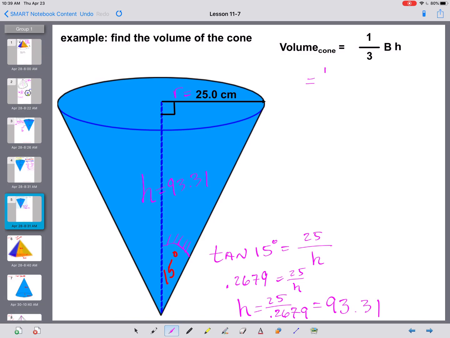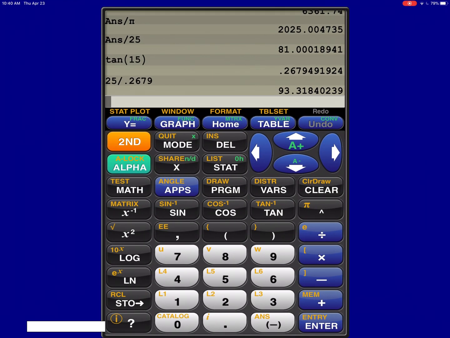Let's do it. 1/3. Base area. Hey, the radius is 25, so base area is a circle. So pi 25 squared times the height. The height right down the middle. We got that now. 93.31. Let's do it all at once, okay? Here we go. Parentheses, 1 divided by 3.